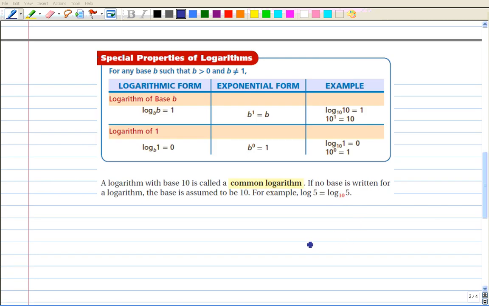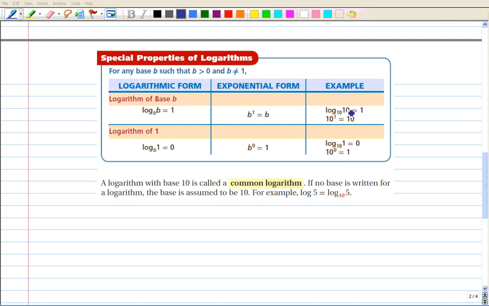Just a couple of things to note. We do have a couple of special properties of logarithms. These are really things that you already know, but just putting them in terms of logs. So if we have log base b of b equals 1, remember that if I rewrote that as an exponent, we will have b to the first power equals b. So all this is saying is if your base b of that number is the same thing, so if you have a b of b, that means it equals 1 because anything raised to the first power is itself.